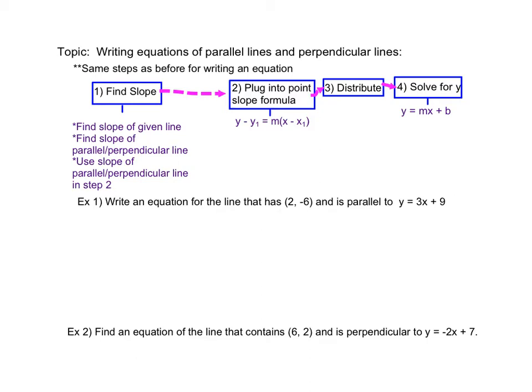Now, oftentimes with parallel and perpendicular lines, we're going to be given an equation. We're going to have to find the slope of that equation, then determine what the slope of a parallel or perpendicular line would be, and use that slope for a parallel or perpendicular line to write our equation.